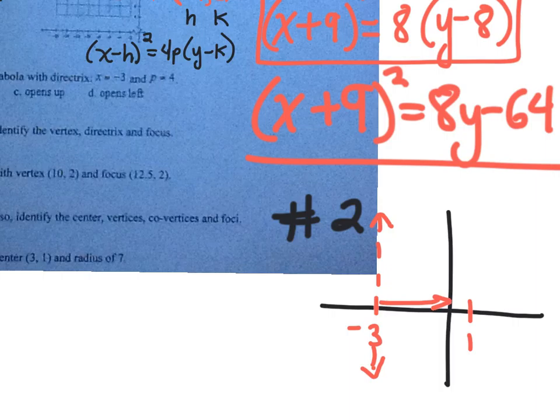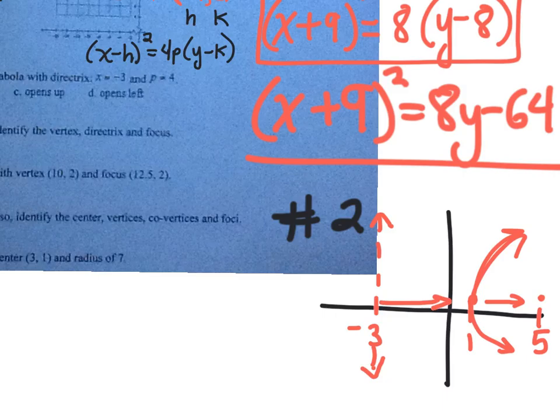So it says determine the orientation. So it's going to be somewhere like this. And then you're going to have another p, and that would be the focus, which is going to be at 5. So how is this parabola opening? It would be to the right. Opens right. Would be like that. So that was number 2.